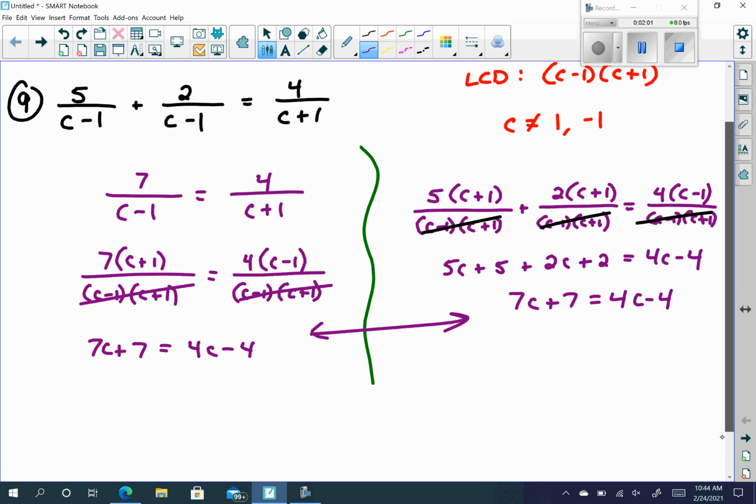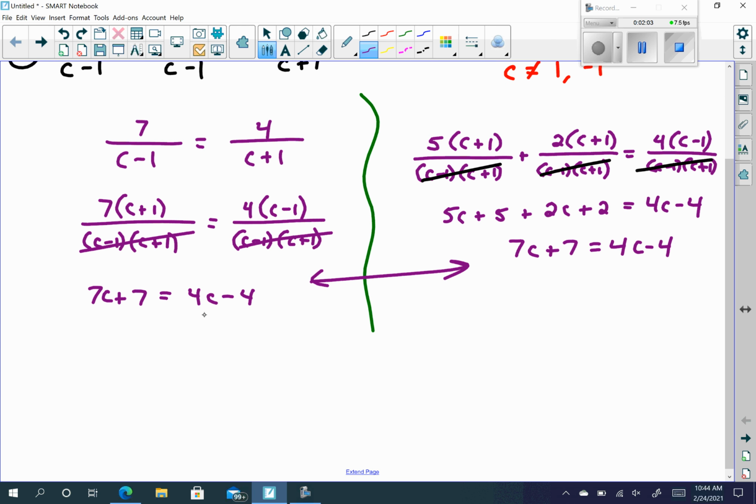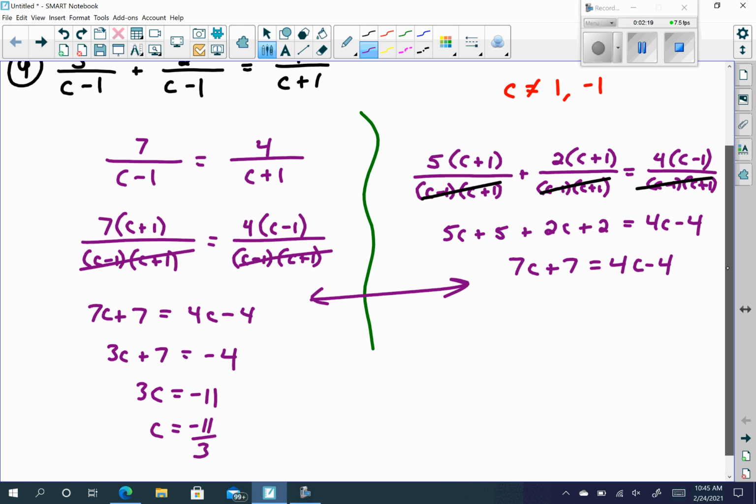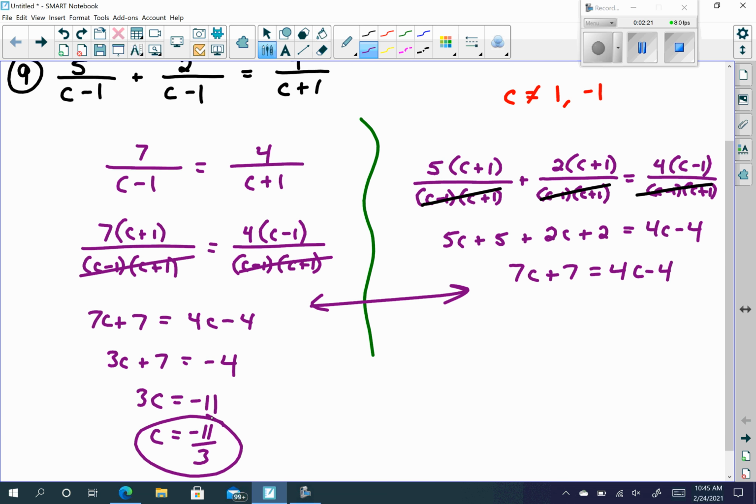All right, so continuing to solve this, I'm going to subtract 4c from both sides, so we'll get 3c plus 7 equals negative 4. Subtract 7. 3c is going to equal negative 11, and divide by 3. So c equals negative 11 thirds. Now our restrictions were 1 and negative 1, so we're good. Negative 11 thirds is our solution.